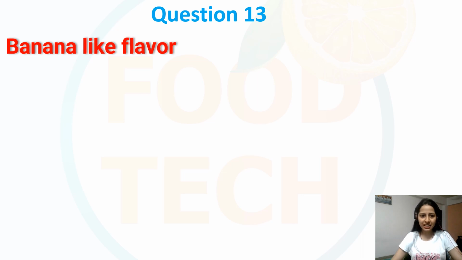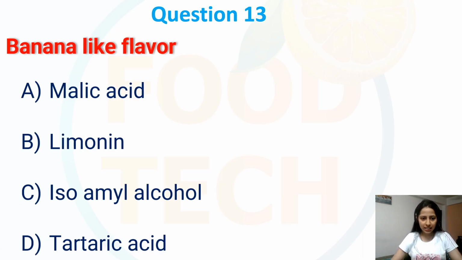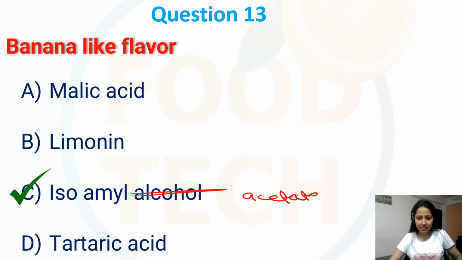Next, question number 13, banana-like flavor. Options are malic acid, limonene, isoamyl alcohol or tartaric acid. So over here my correct option is C, that is isoamyl. The compound responsible for the characteristic banana-like flavor is isoamyl acetate, not isoamyl alcohol. So therefore over here my correct option is C, that is isoamyl alcohol.